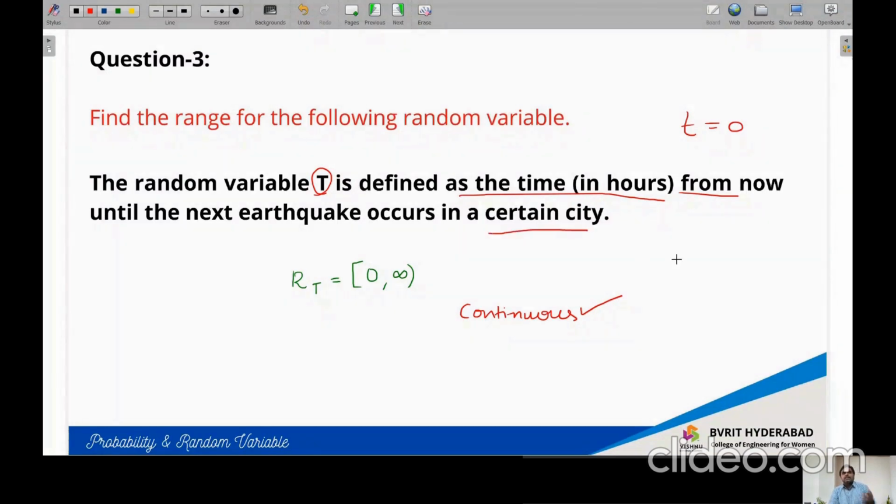Even though a city is said to have severe earthquakes, suppose I don't know when an earthquake occurs. So we observe that the range of that random variable starts from 0, and 0 is a finite value, therefore I have shown a closed brace. And maybe after some long duration, the earthquake may occur. That long duration is represented as infinity, and since infinity is not a finite value, I have represented it with an open brace. Got my point? So this is how I can define a range for a random variable.